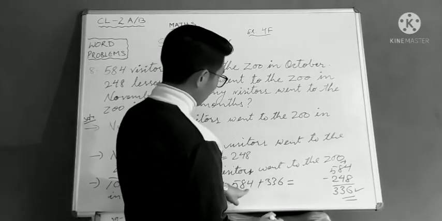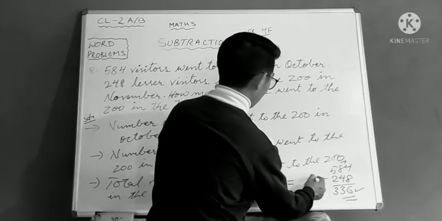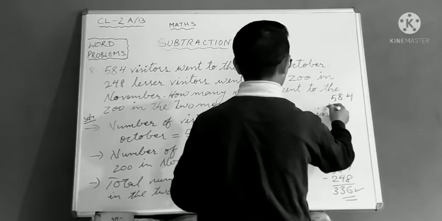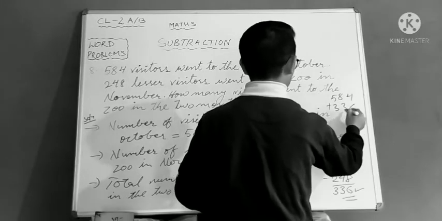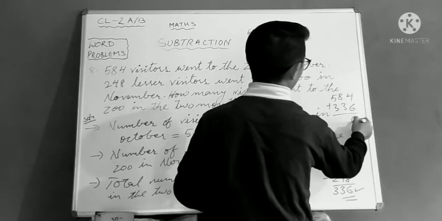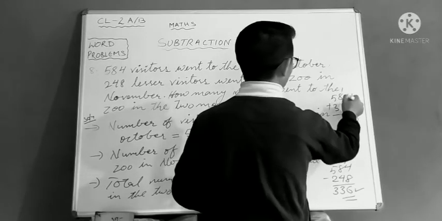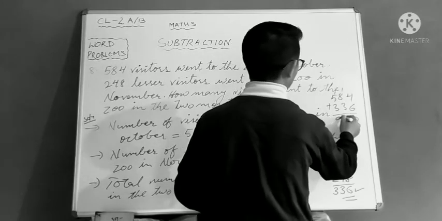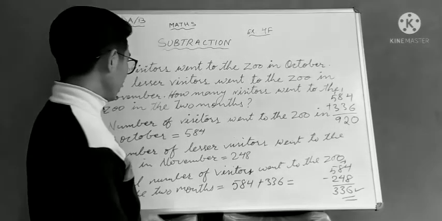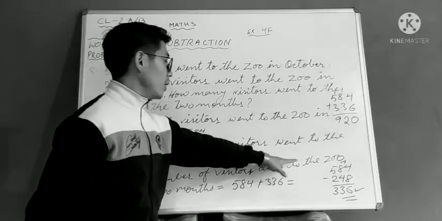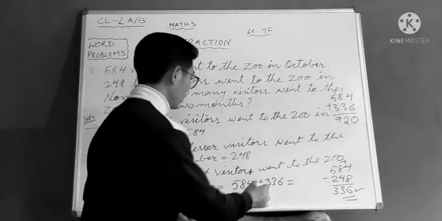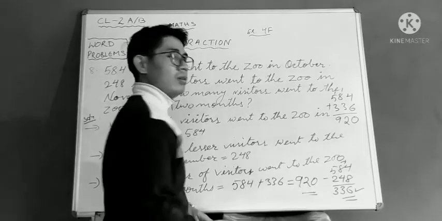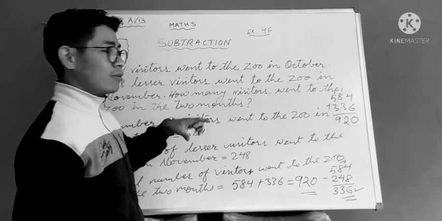Let's add 4 plus 6 is 10. Let's add here 584 plus 336. 4 plus 6 is 10. 9 plus 3 is 12. 6 plus 3 is 9. So, total number of visitors who went to the zoo in the 2 months is 920. It's kind of a tricky question.